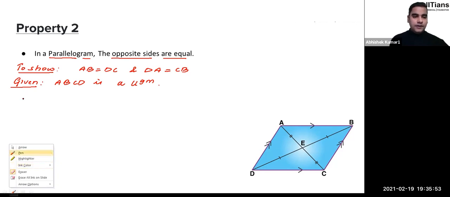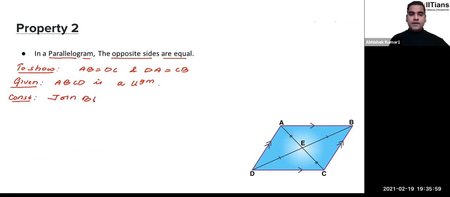Construction is you need to join any one of the diagonals. So let's say I'm joining BD. See, the proof of this theorem is very similar to the proof that we did of theorem number one. Okay, we joined BD. Now our goal is actually to show that this triangle ABD is congruent to triangle CDB.